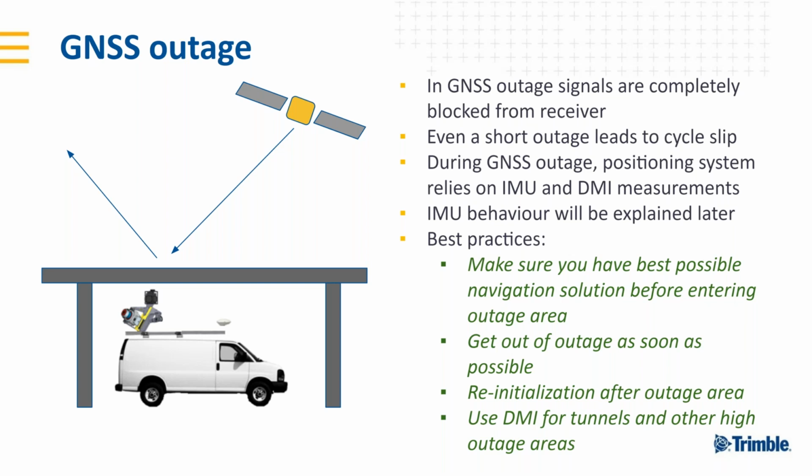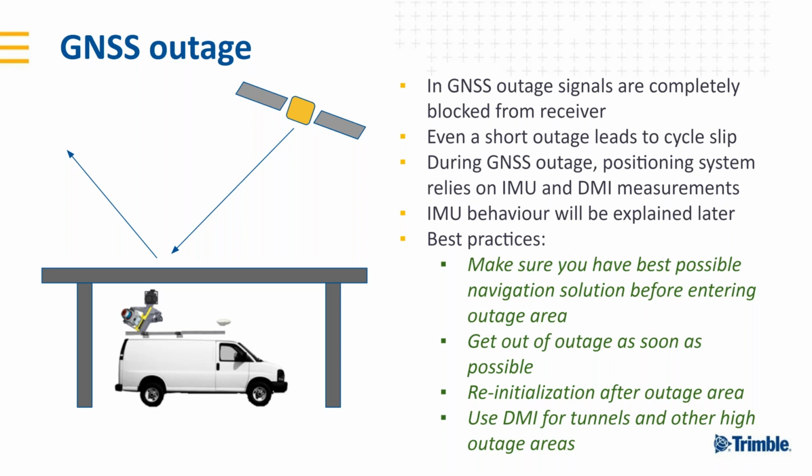But to give you some best practices on how to handle when you are going into a GNSS outage. So the first thing would be that maybe you know that you're running into a tunnel. So make sure that you have the best possible navigation solution before entering this area. So you can do what you would normally do in the start of a mission, static logging of data and also dynamic logging of post data to get the best possible accuracy before entering this outage. And another thing is to get out of the outage as soon as possible. So the more time we spend in the outage, the worse the solution will be.